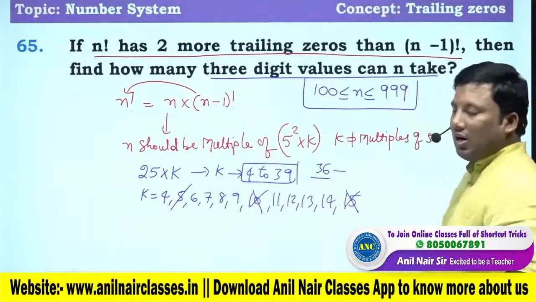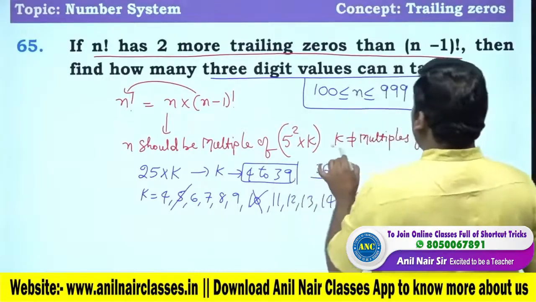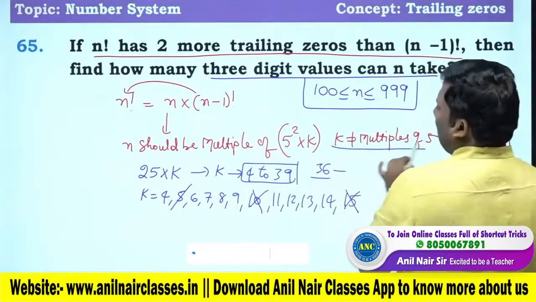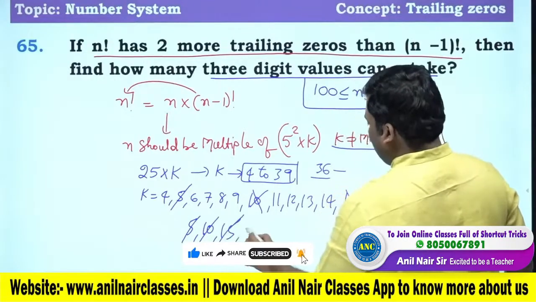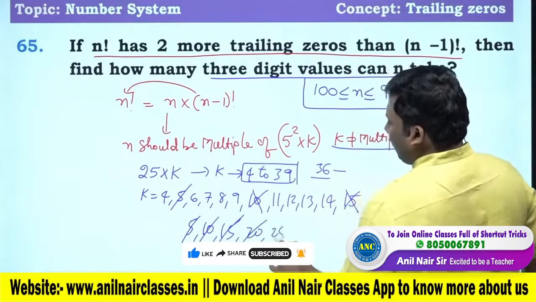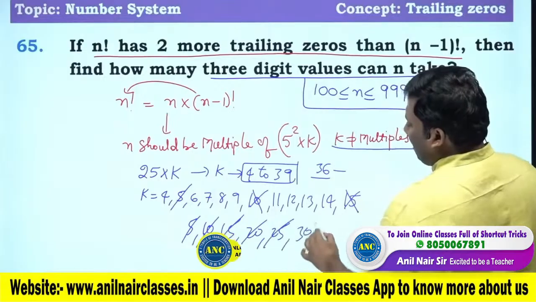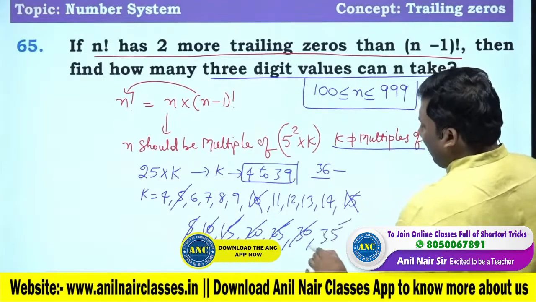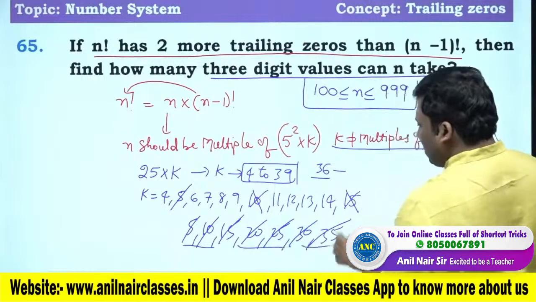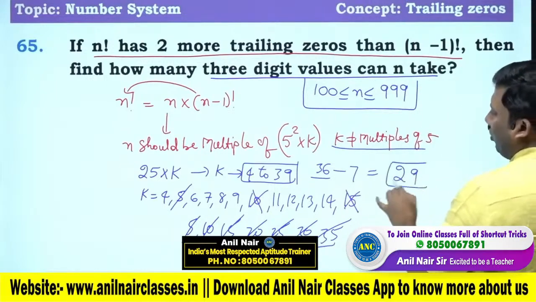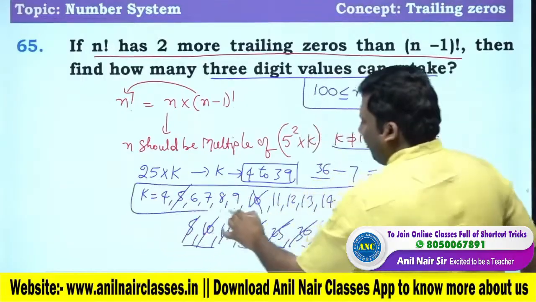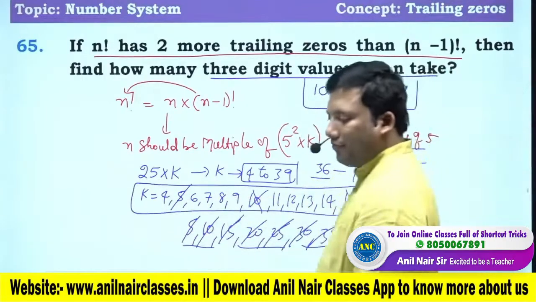In that one, which all we should omit? K should not be a multiple of 5. 5 we should omit, 10 we should omit, 15 we should omit, 20 we should omit, 25 we should omit, 30 we should omit, 35 we should omit. 3, 6, 7. 36 minus 7, 29. You don't need to do this step of wasting your time.